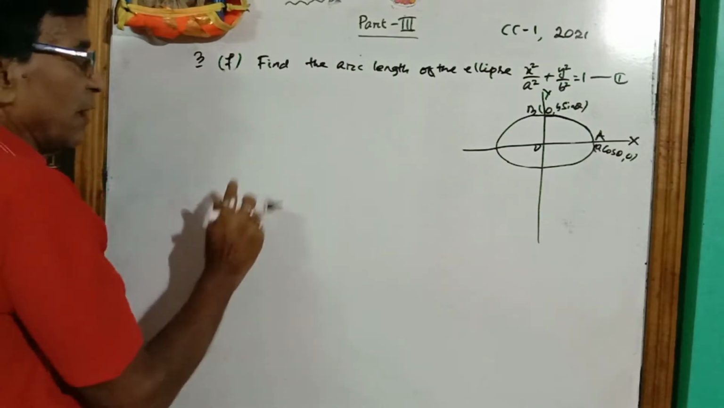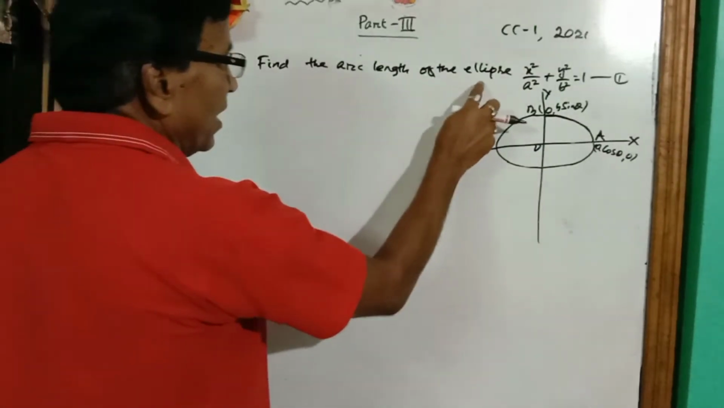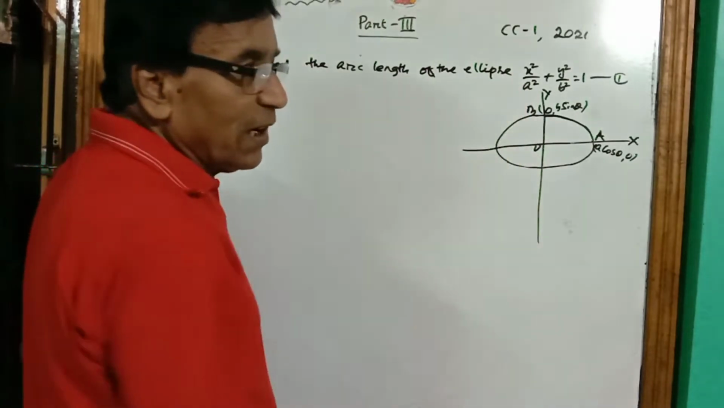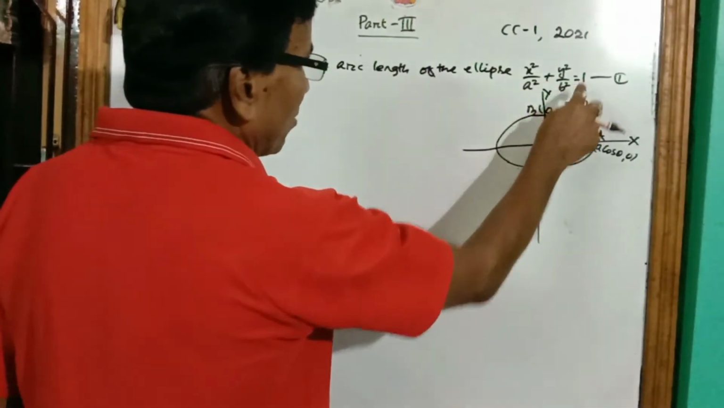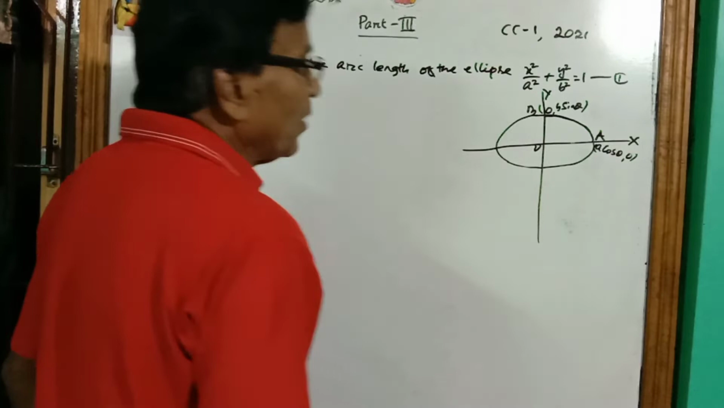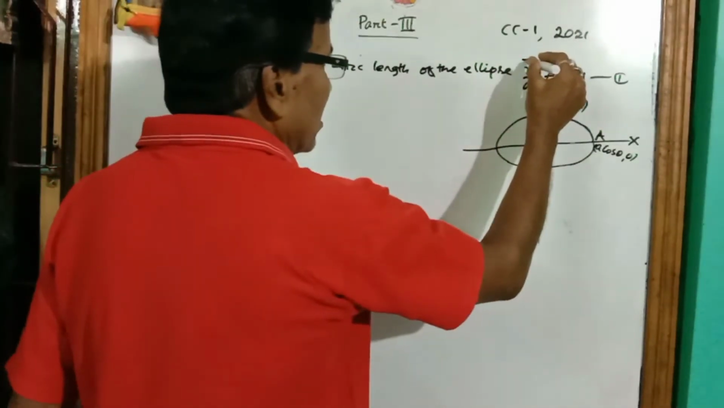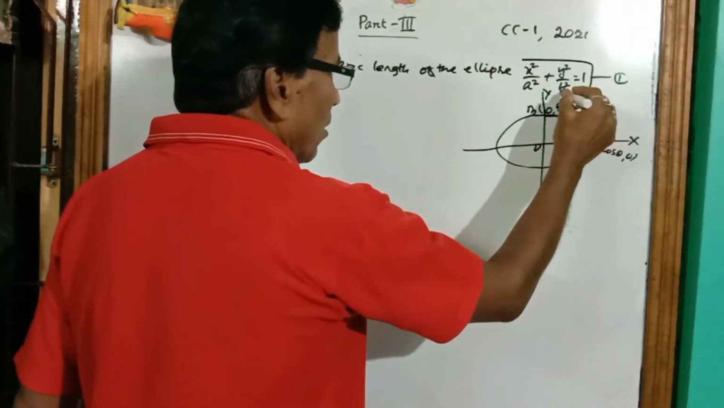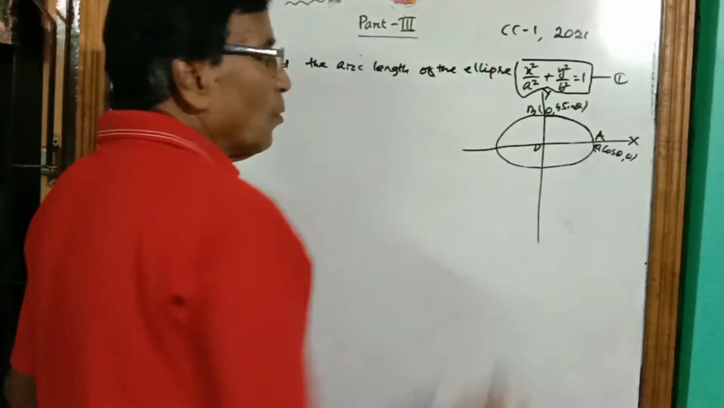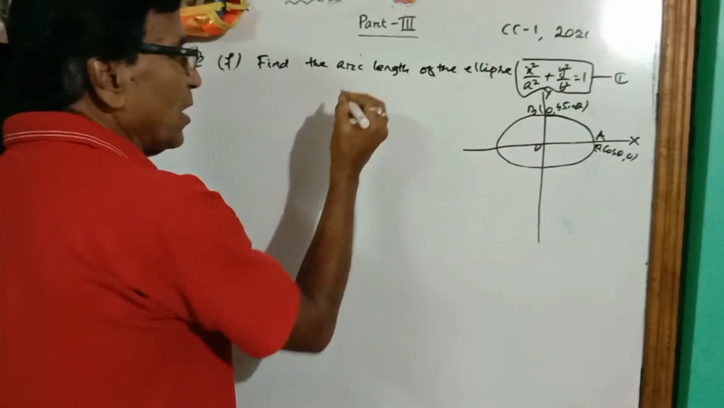Question number 3a. Find the arc length of the ellipse x squared by a squared plus y squared by b squared is equal to 1. So we know, what is the parametric equation of the ellipse?